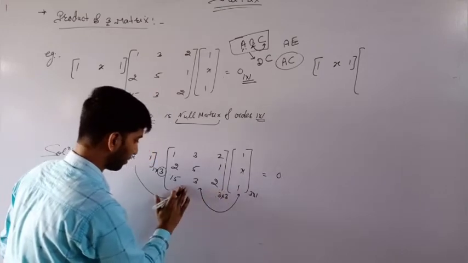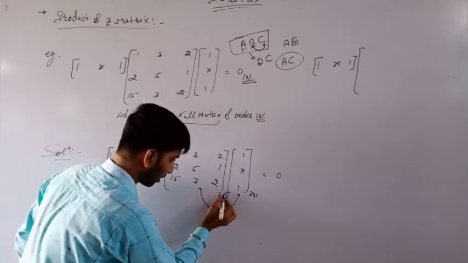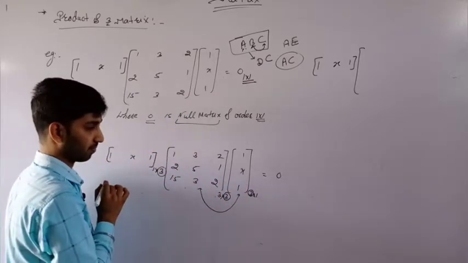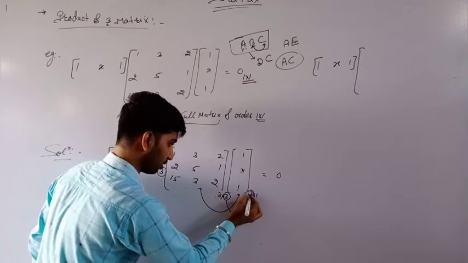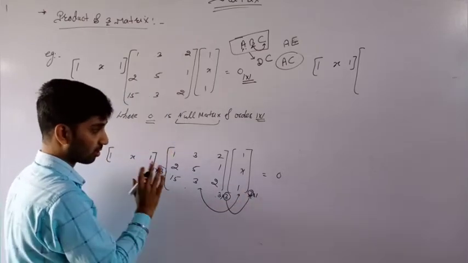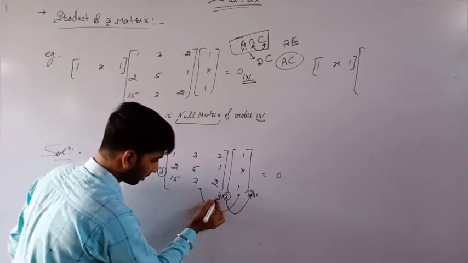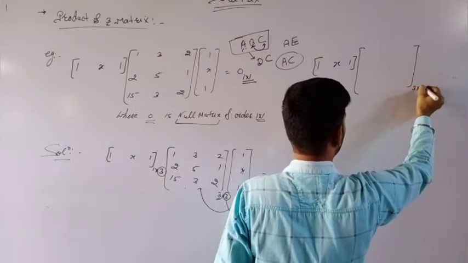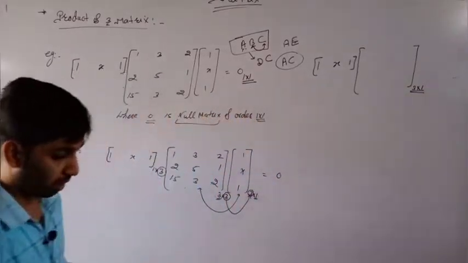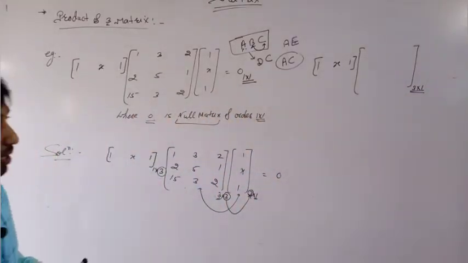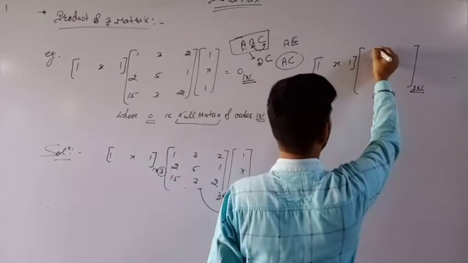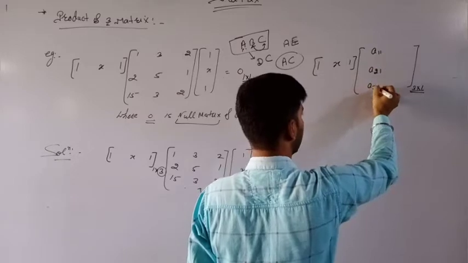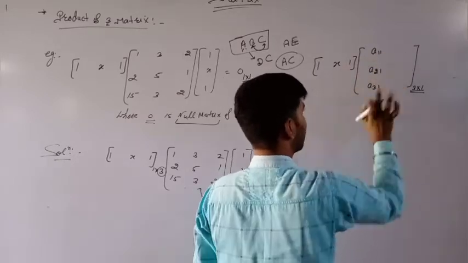If we want to multiply B with C, then the number of columns in the first matrix must equal the number of rows in the second matrix. Now the resultant matrix has the order of 3 cross 1, meaning 3 rows and 1 column: entries a11, a21, a31.